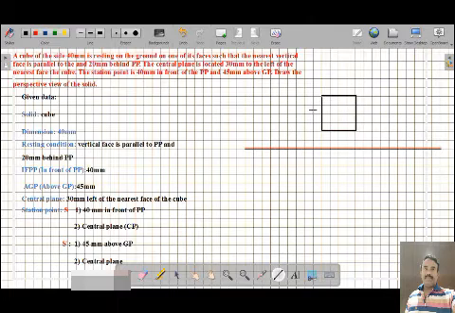So one of the vertical faces of the cube is parallel to and 20 mm behind the picture plane. So the distance between this line and the picture plane line should be 20 mm. This vertical face should be parallel to and 20 mm behind the picture plane.